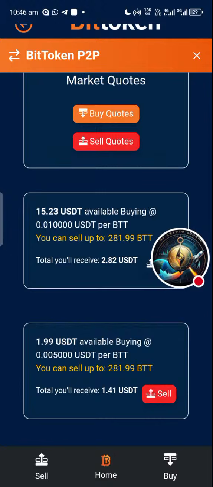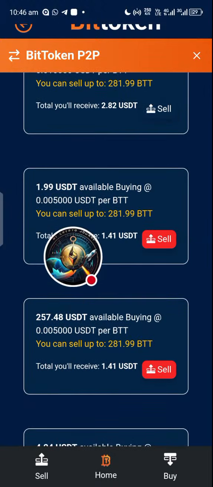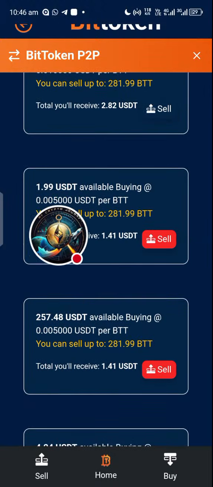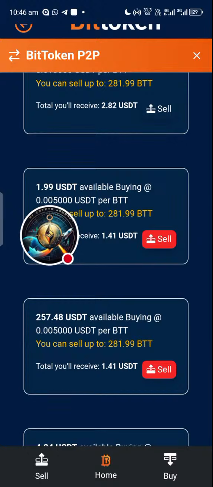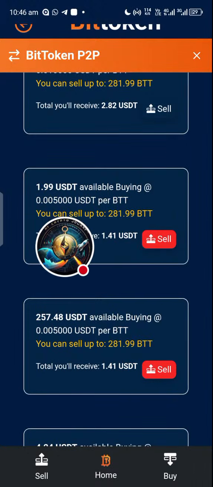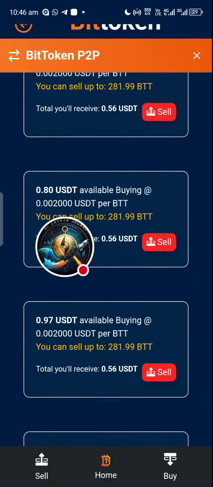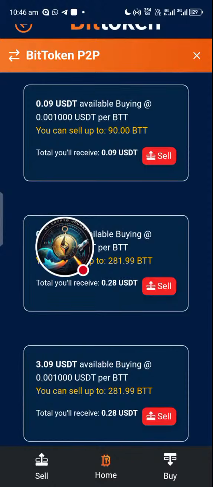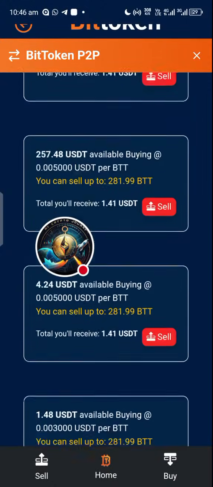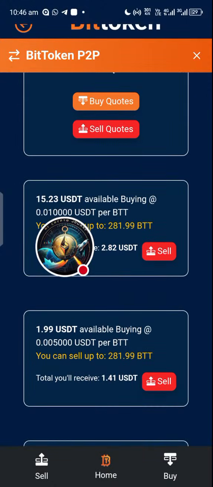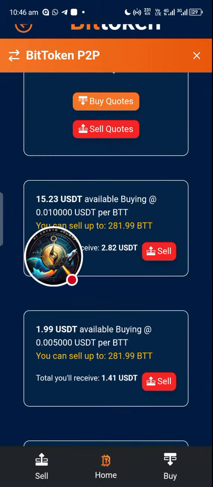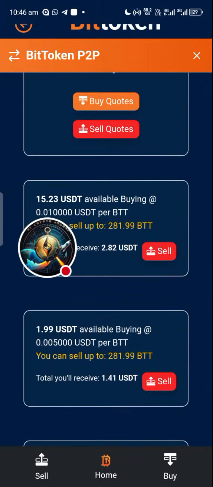Then we have another one here. This is another lowest price here, 0.001. So you wouldn't want to sell at this 0.001, right? And you can see some of the prices are very, very low here. All these ones are a very low price. So the highest price now is this one, 0.01.